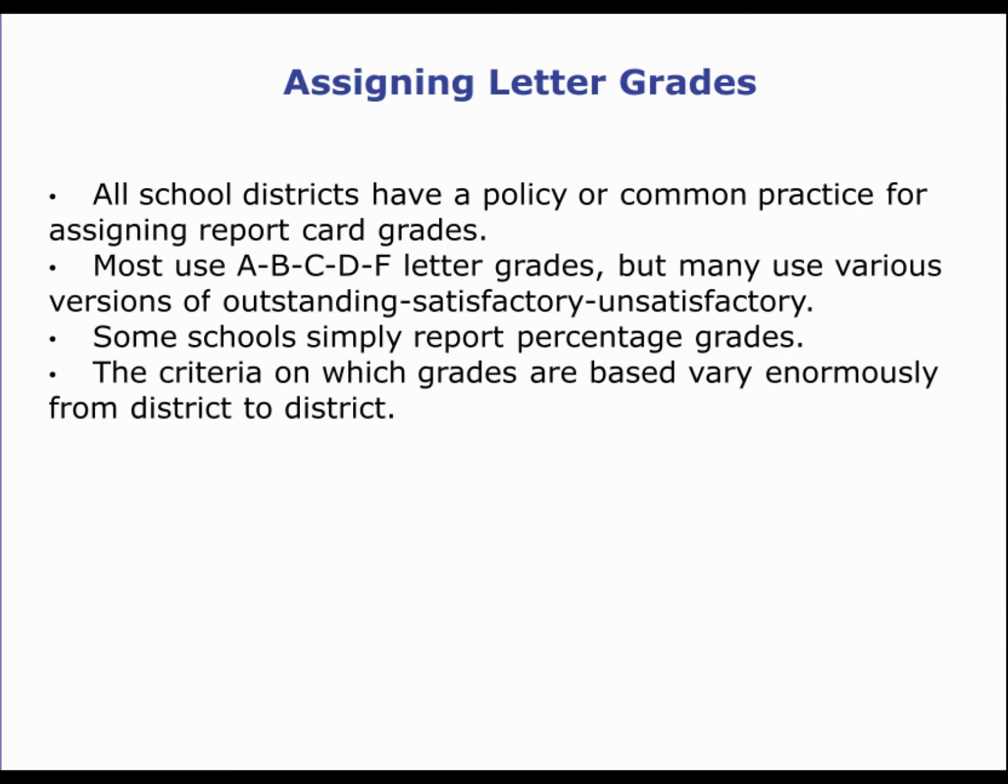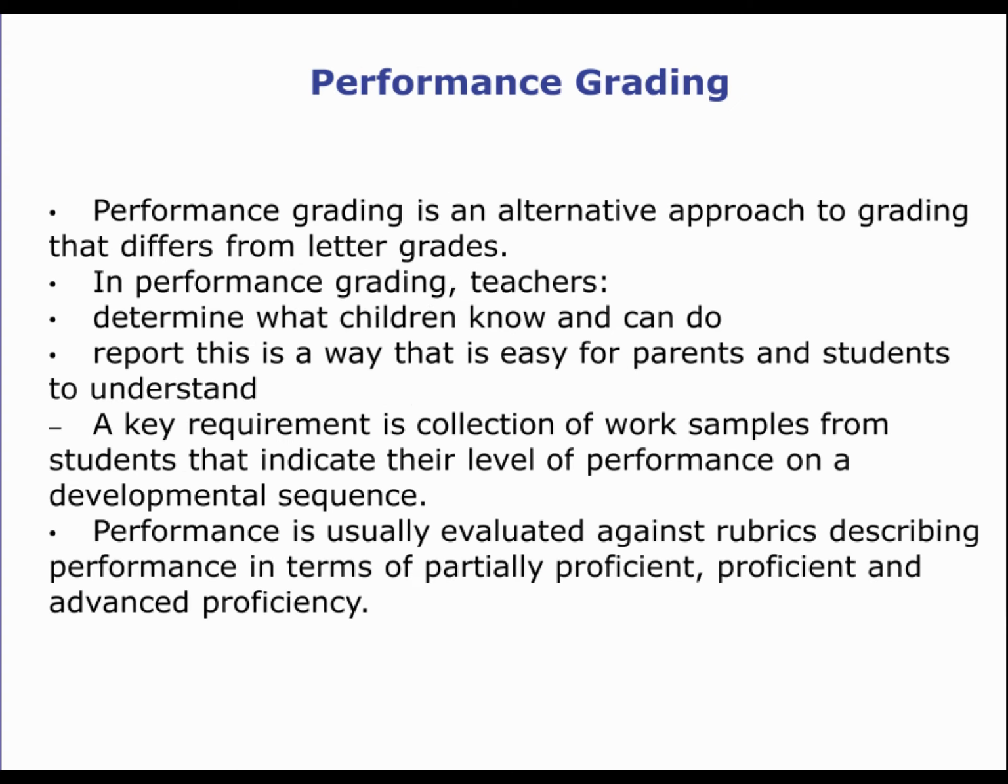All school districts, when we assign letter grades, have some kind of policy or common practice. Usually, if you're in a college, you can look it up in your bulletin or in your course catalog. Most use A, B, C, D, F grades, but many use various versions of outstanding, satisfactory, unsatisfactory. Some people use plus and minus systems. Some schools simply report percentage grades. I've sat on an admissions committee before, and we've gotten them. The child has got a 77%. They don't tell you whether that's a C or a B, it just tells you they got a 77. So the criteria on which grades are based vary enormously by district, and also by country.